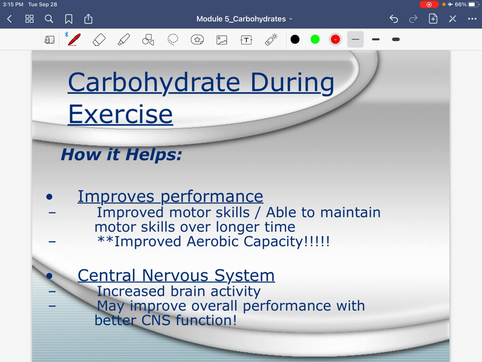Studies have been done, folks. We put people on a treadmill or a bike or whatever, and they do an hour plus of continuous activity. One person or one group drinks the Gatorade at appropriate intervals. One group or one person doesn't. In the group that did rehydrate appropriately with Gatorade, it improves performance. It improves your aerobic capacity. You can produce more energy for longer. It can also increase your brain activity. Remember, glucose is your brain's only fuel source.